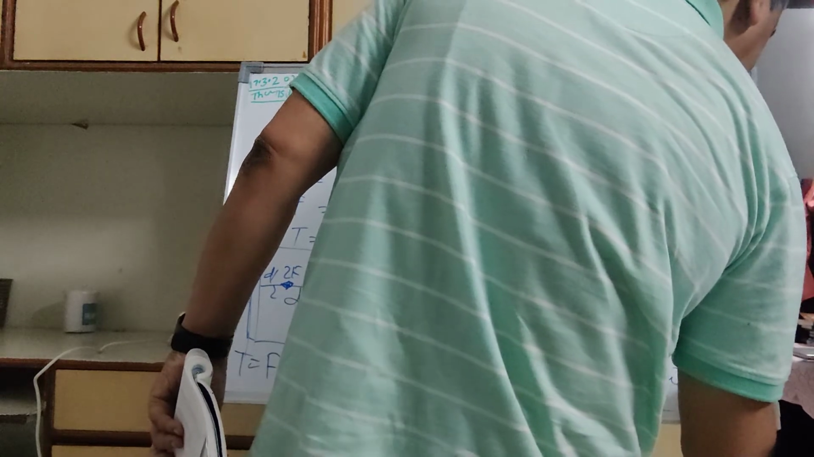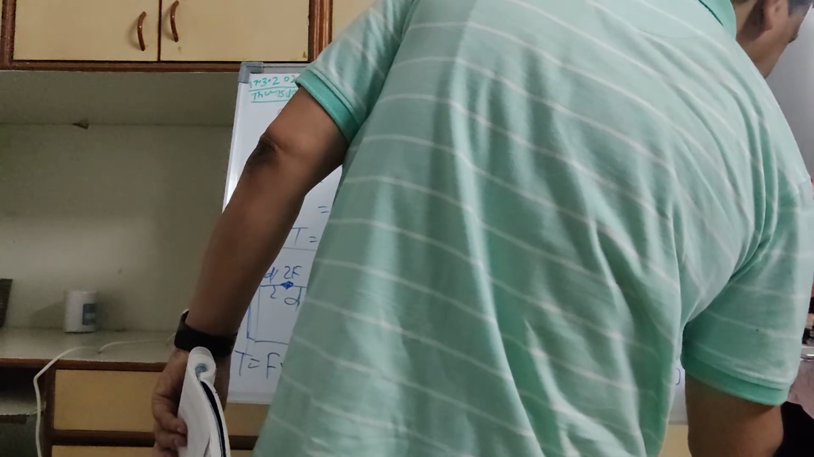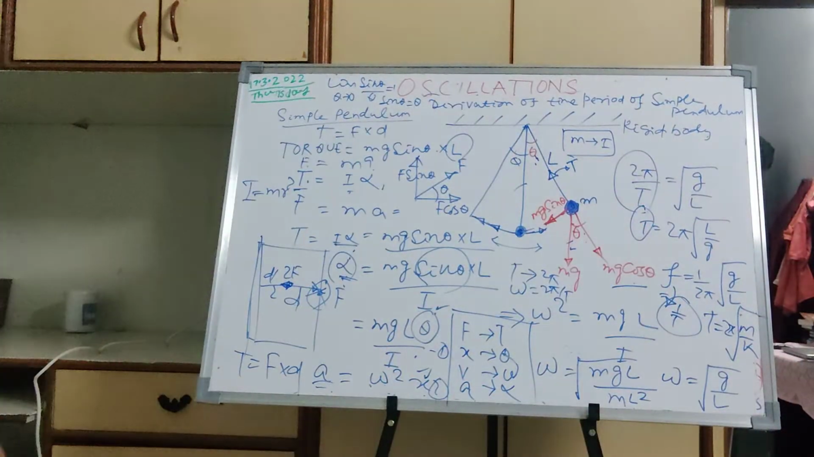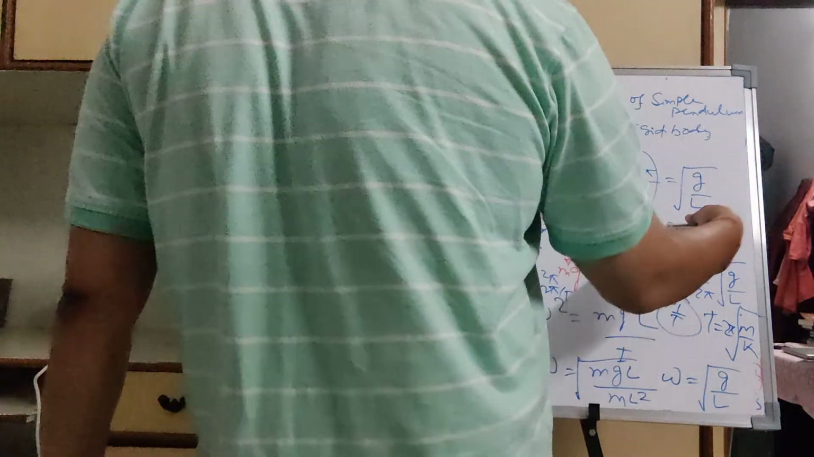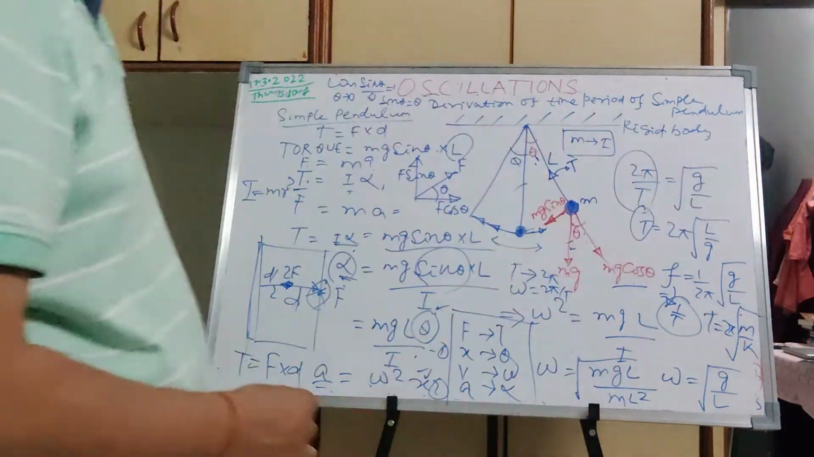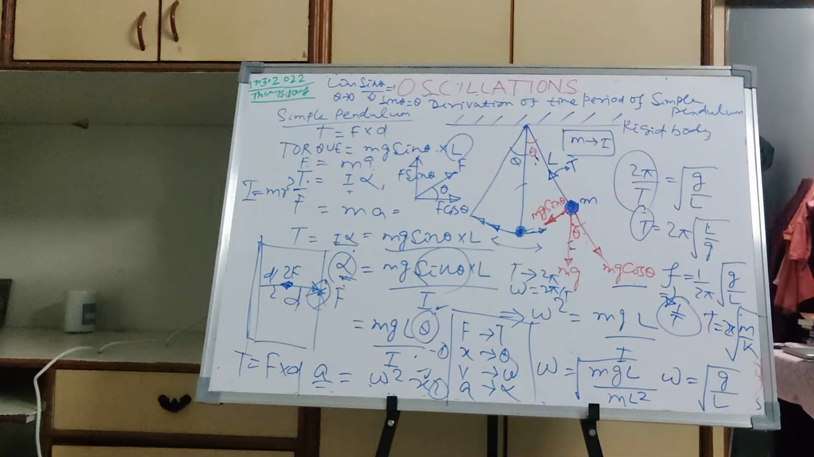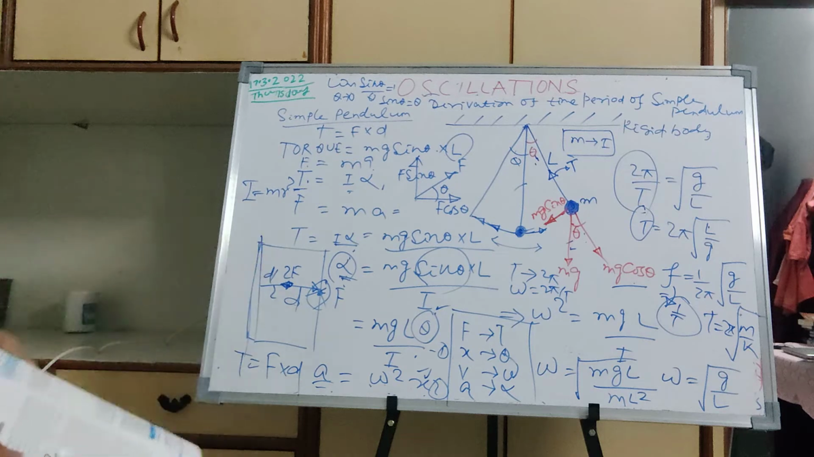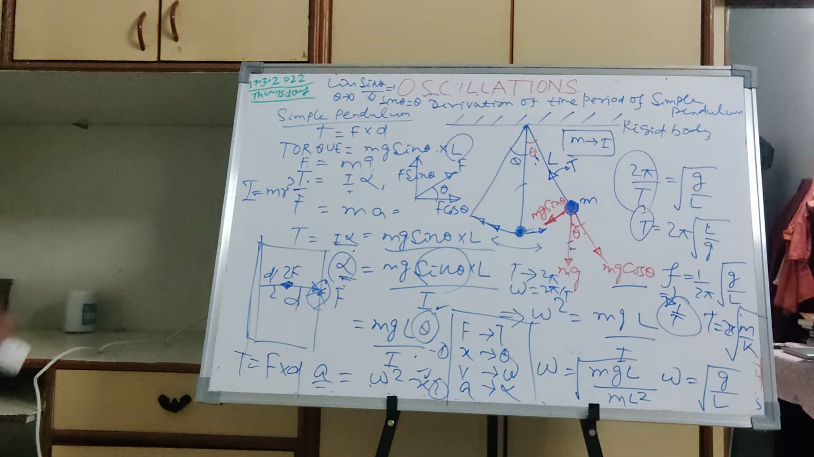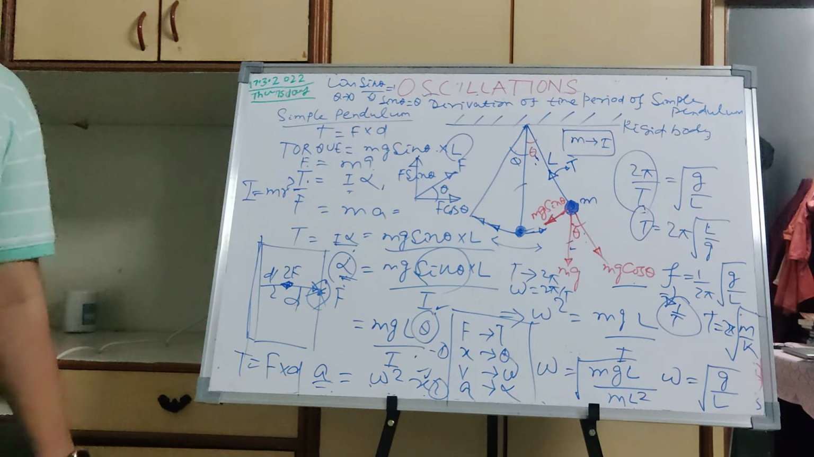So here you have to remember all these things. There can be any number of numerical values. In a spring-mass system, the time period is equal to 2 pi square root of m by k. In a pendulum, the time period is equal to 2 pi square root of l by g. So just remember that l and m remain in the numerator for the time period. This is how we derive the time period of a simple pendulum.